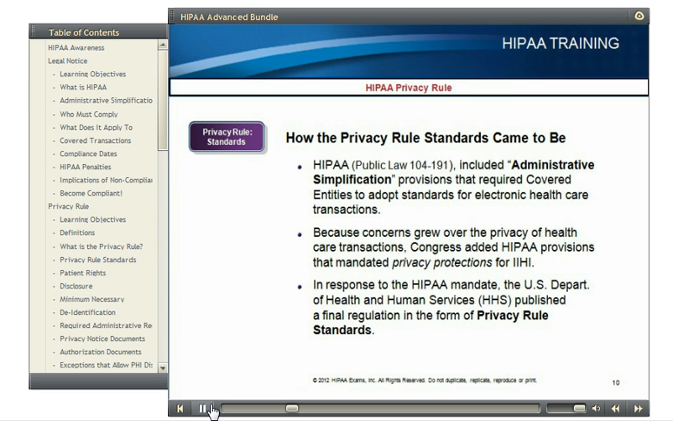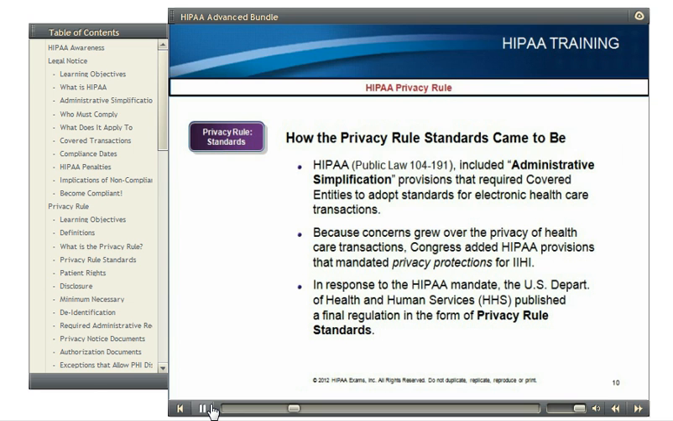How the Privacy Rule standards came to be. HIPAA, Public Law 104-191, included administrative simplification provisions that required covered entities to adopt standards for electronic healthcare transactions. Because concerns grew over the privacy of healthcare transactions, Congress added HIPAA provisions that mandated privacy protections for IIHI.